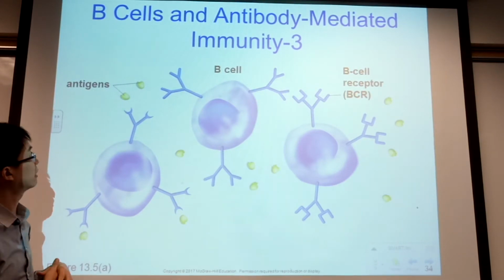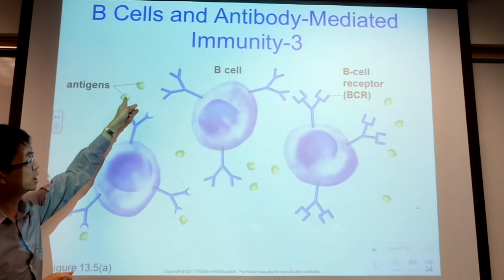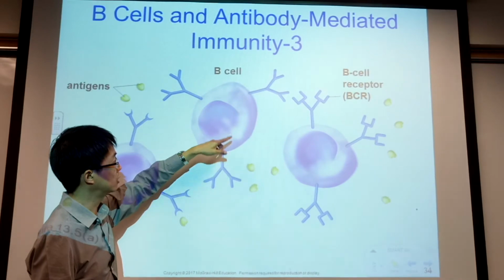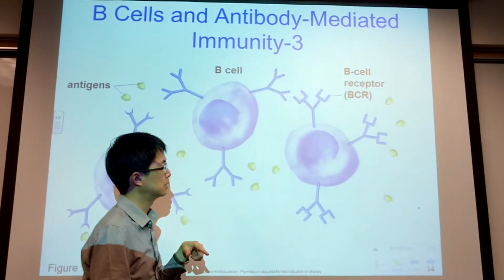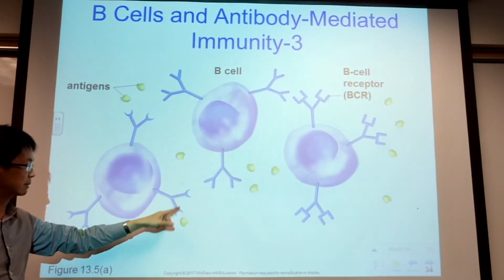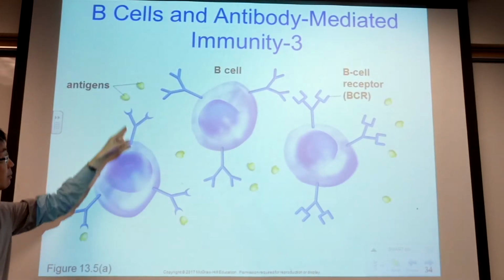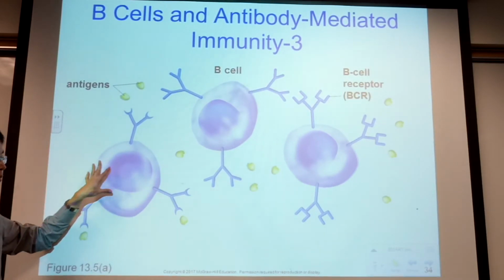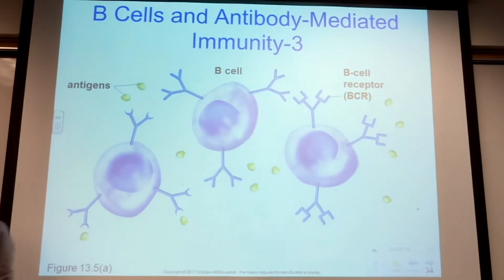So this is the depiction of what happened. You have this antigen, and then B cell receptors here. You have different types of B cell receptors, and only this type of B cell receptor can bind to this type of antigen. So after this B cell binds this antigen, this B cell will be activated, clone themselves, and then become plasma cells to secrete antibody.